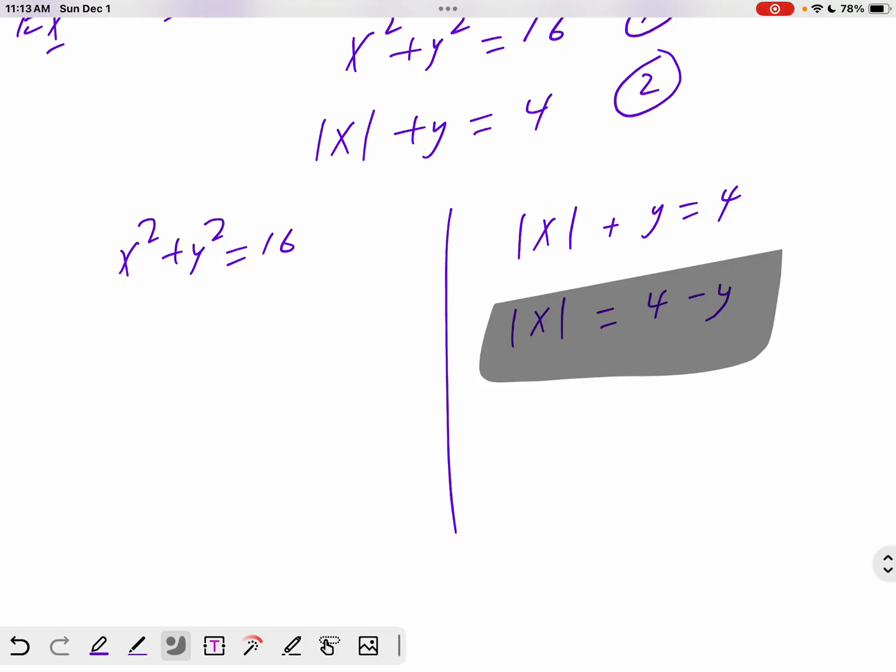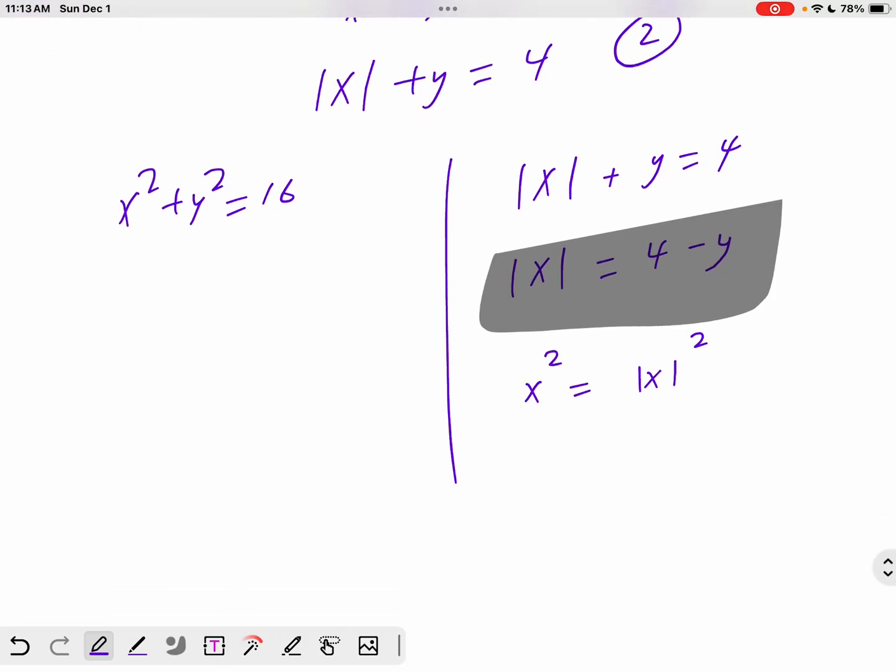So remember also the absolute value of x. So x squared is the same as what? The absolute value of x squared, it's the same thing because the square is always positive. So this means we can easily replace x squared with the absolute value of x. So we're going to replace this x here by 4 minus y.